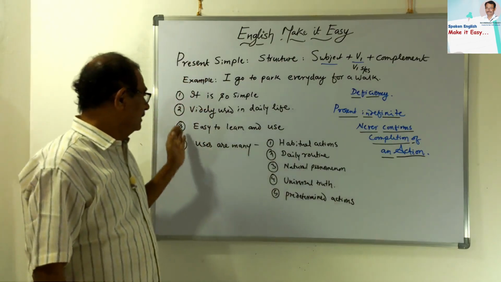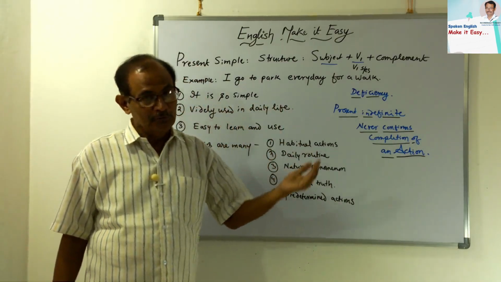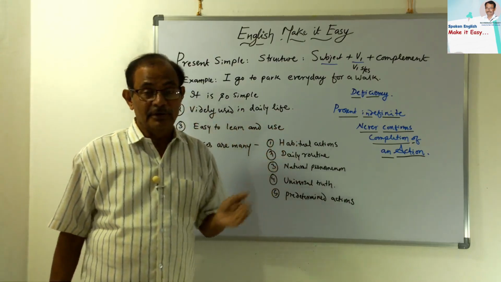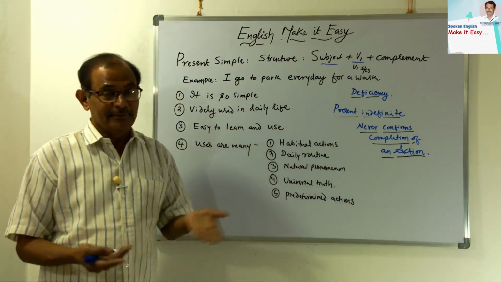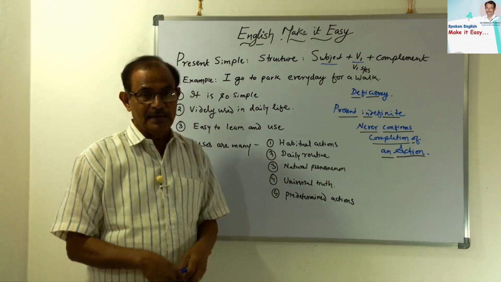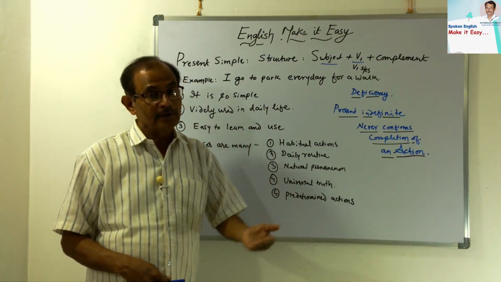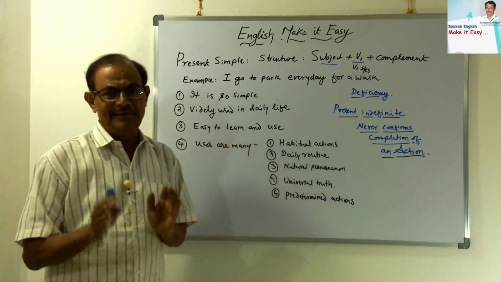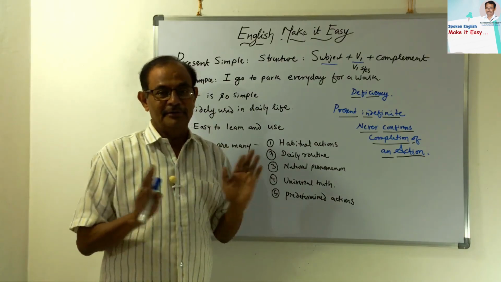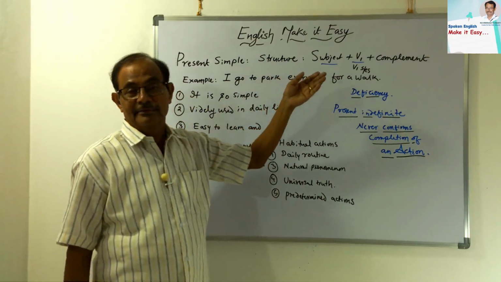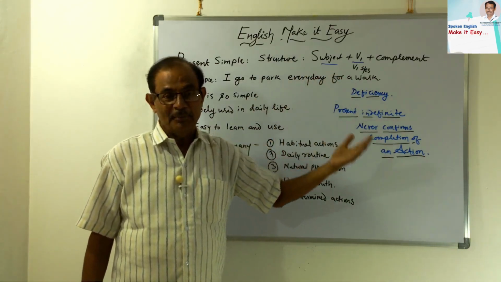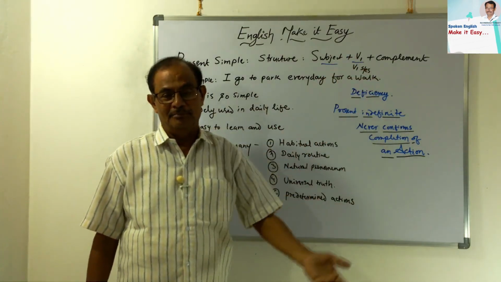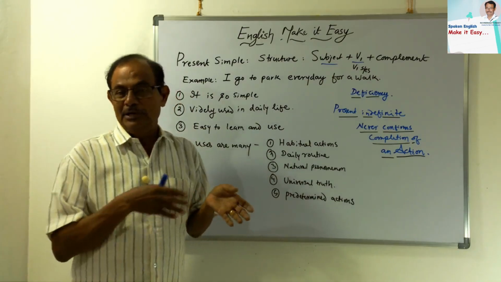The structure is so simple, and it is very widely used in your day-to-day life. The language which we use in day-to-day life is nothing but spoken English. It is easy to learn and use. It is not at all difficult. What difficulty do you have? Take a subject, any proper noun or any pronoun, then just put V1, the root form. You need not go to V2, you need not go to V3.